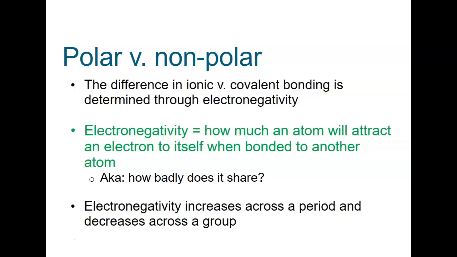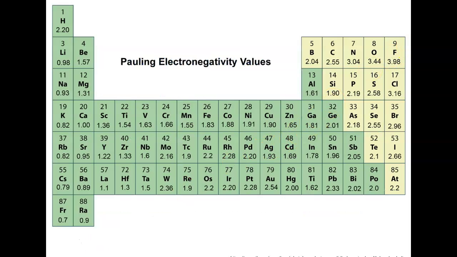So again, as a reminder, electronegativity is how much an atom attracts electrons when it's bonded to another atom. Okay, so how badly does it share? If it shares really well, then it's not very polar. If it doesn't share very well, if it's very greedy, then it is polar. Okay, so if you remember, fluorine is the most electronegative element in the periodic table. And the farther away you get from fluorine, the less electronegative you are.